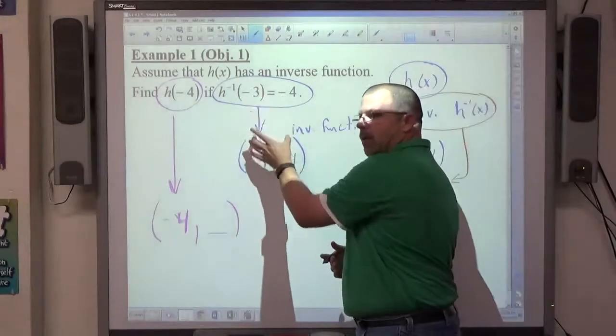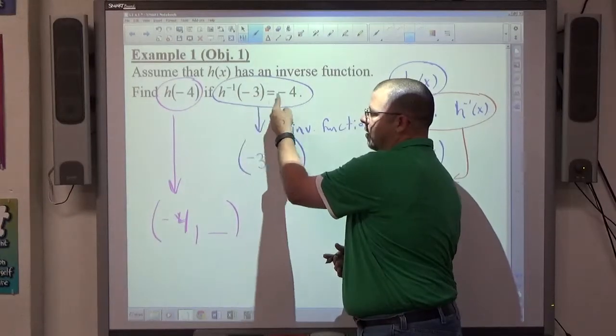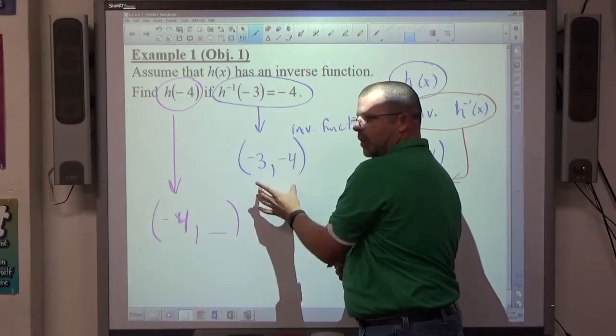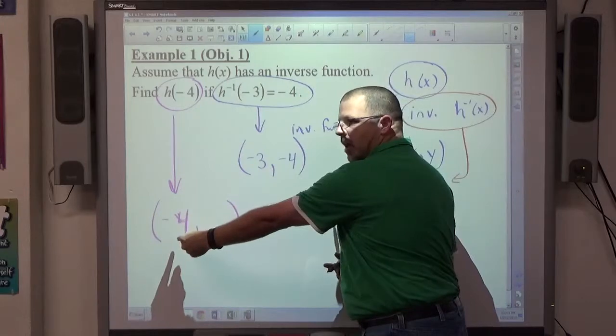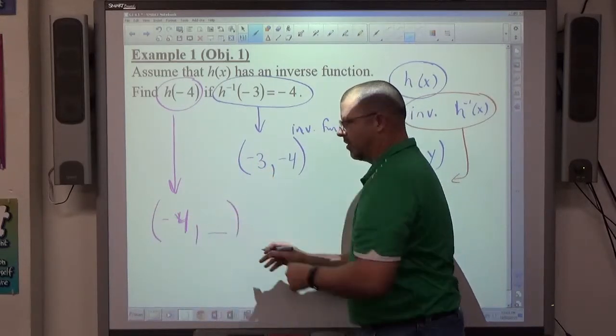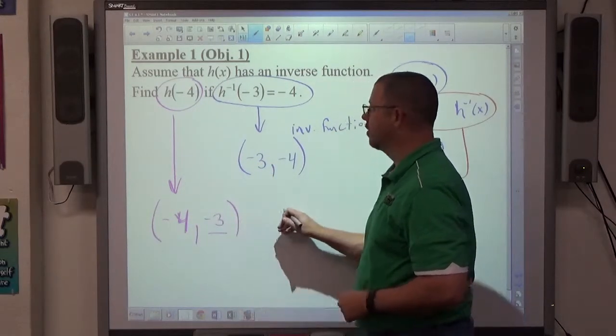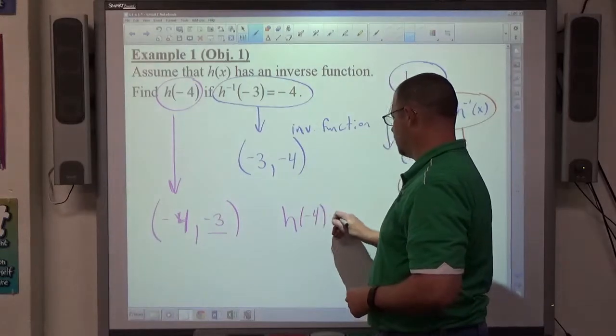So they're giving me an ordered pair in the inverse function, x comma y for the inverse function is this. This y matches that x, so this x has to match that y. So the answer to the question, h of negative 4, is going to be negative 3.